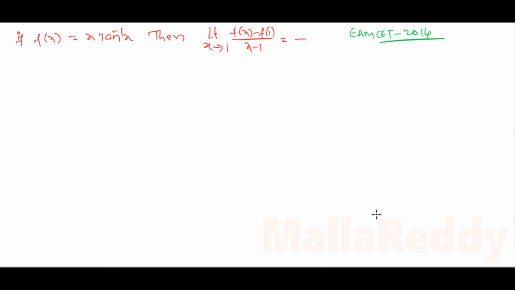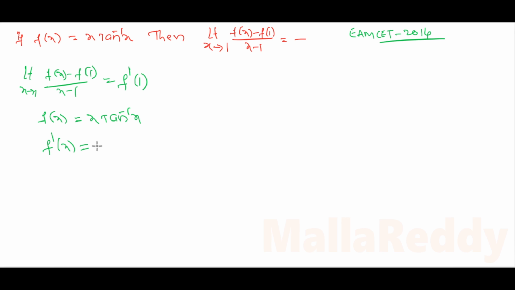If f of x is equal to x tan inverse x, then limit x tends to 1 of f of x minus f of 1 by x minus 1 is equal to dash. Here is given limit x tends to 1 of f of x minus f of 1 by x minus 1. From the definition of differentiation, this value is f dash of 1. Here f of x is given, that is f of x is equal to x into tan inverse x. Now we take differentiation on both sides. F dash x is equal to x into the derivative of tan inverse x, 1 by 1 plus x square, plus tan inverse x into the derivative of x, 1.